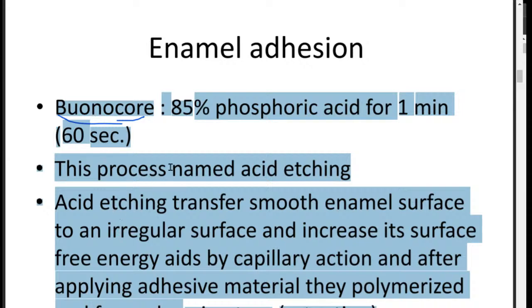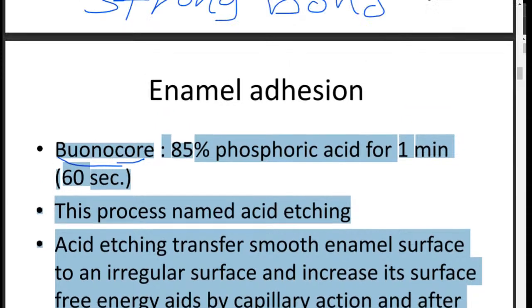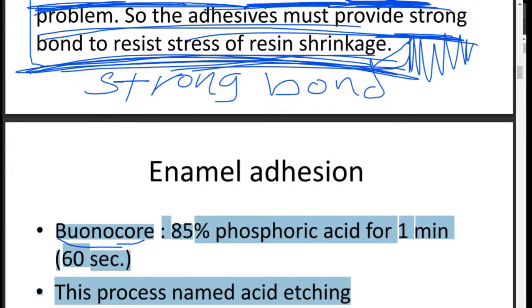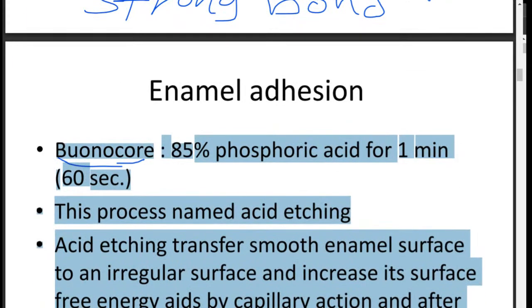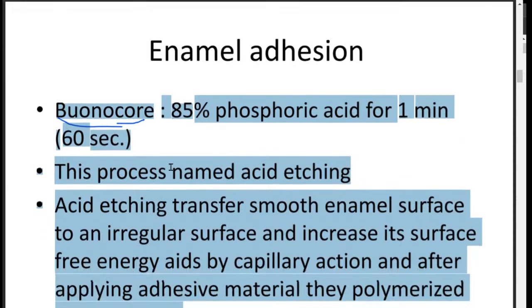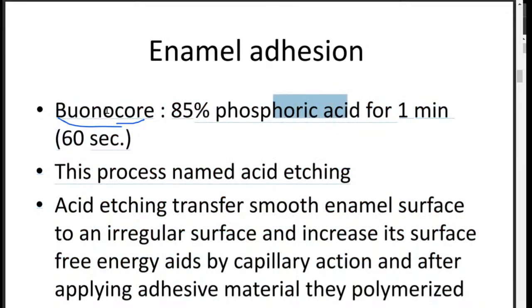Buonocore, 85% phosphoric acid for 1 minute, 60 seconds. This process, named acid etching, transfers smooth enamel surface to an irregular surface and increases its surface free energy. Aided by capillary action, after applying adhesive material they polymerize and form micro tags, retention. So this is all about enamel adhesion. Very important subject. Buonocore, 85% phosphoric acid for 1 minute.